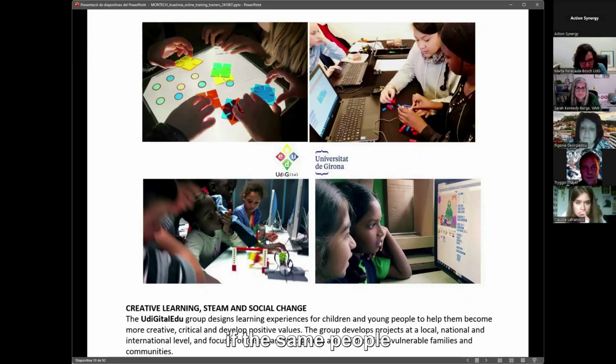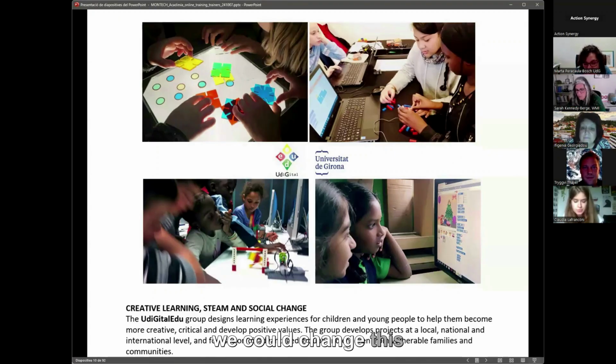I don't know if the same people who were there are here, because there are these two itineraries or blocks, but I will tell you briefly. We are a group that defines itself as working in creative learning, in STEAM, and in social change. So we design learning activities, learning experiences for children and young people. Here it says, as on the web, to help them become more creative, critical and develop positive values. We could discuss that, because every one of us knows that children are already creative.